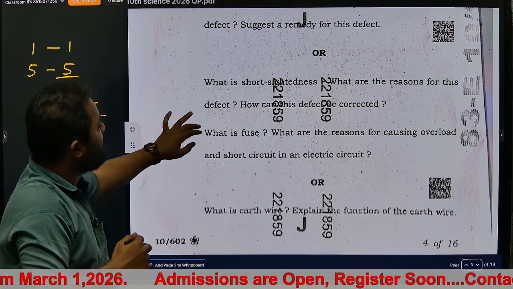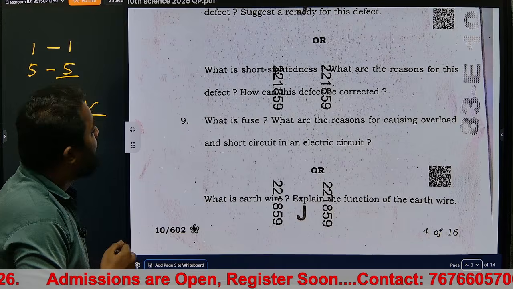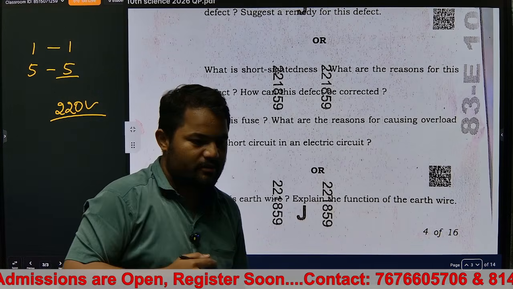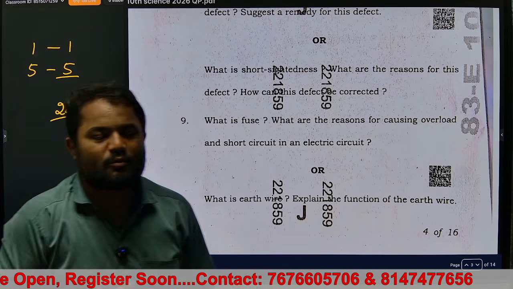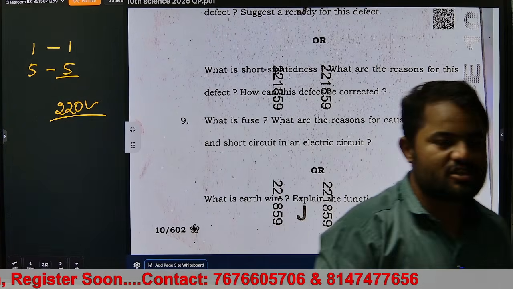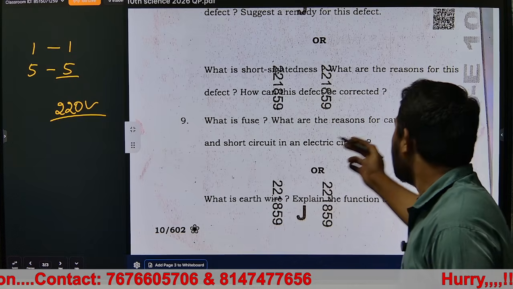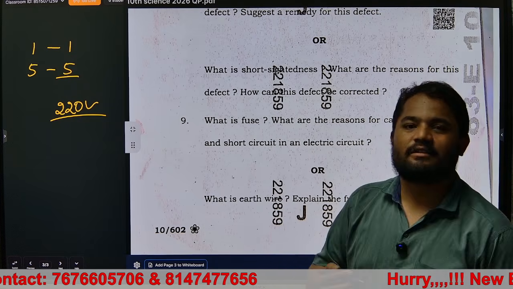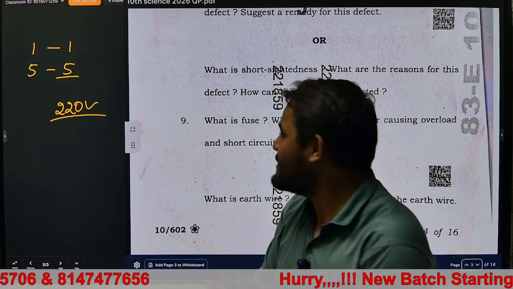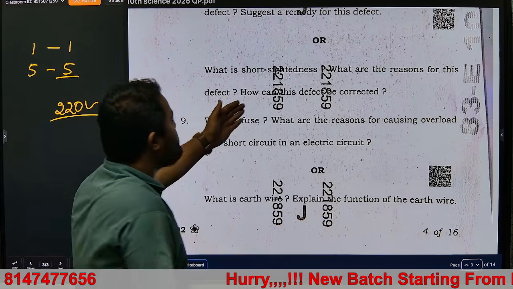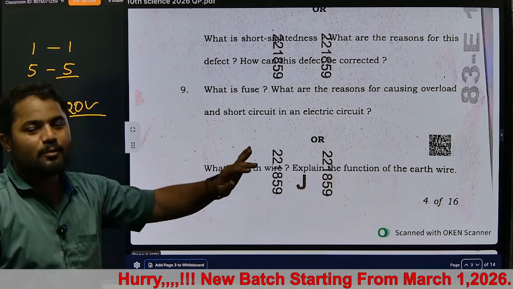Okay. Next, what is short sightedness? What are the reasons for this defect? How can this defect be corrected? Short sightedness is known as myopia. Myopia is a condition where a person can see near objects clearly but cannot see far objects clearly. The reasons are the elongation of the eyeball and excessive curvature of the eye lens. How can this defect be corrected? This defect can be corrected by a concave lens of appropriate power.